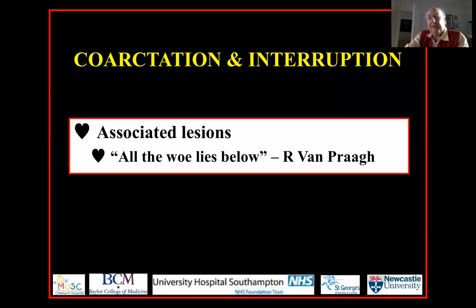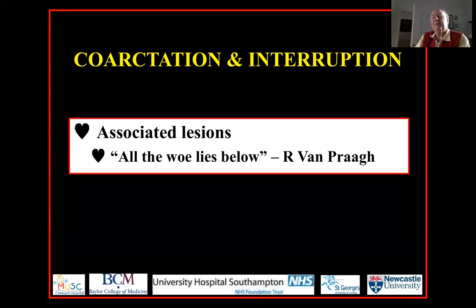So all of this together emphasizes the point that we made last week. When you find obstruction to aortic flow, you should be thinking about coarctation or interruption of the aortic arch. And interruption itself is the worst end of the spectrum of obstruction of aortic flow. So I'll finish again with the aphorism I shared with you last week from my good friend Richard van Praagh. In the setting of coarctation and interruption, all the woe lies below.